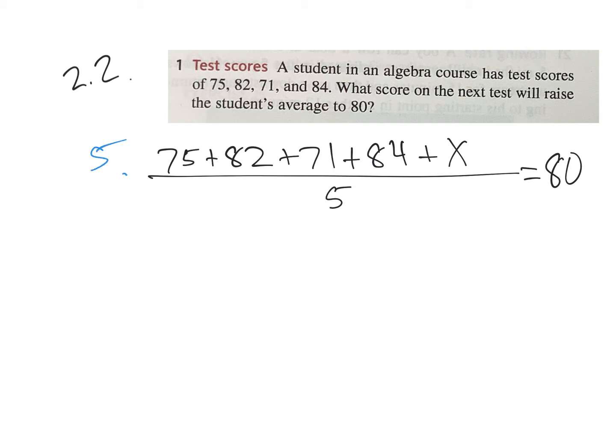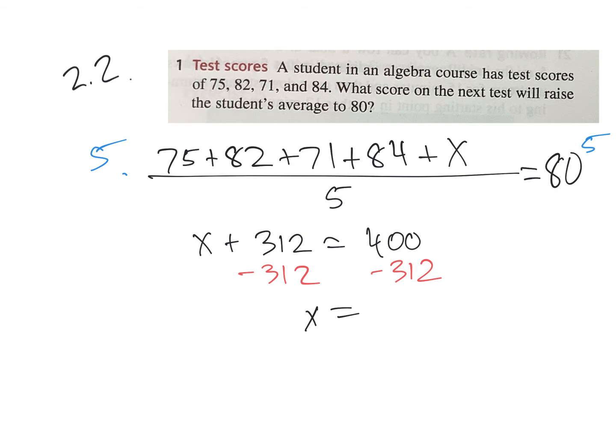All right, so we multiply by 5 on both sides, and so now we have 75 plus 82 is 157, 257, 258, 342. Let me check to make sure that's right. So 312 is going to equal 400. 312 plus x, I should say, sorry. Now we subtract the 312, and we get x equals 88. So you have to get an 88% on the next test, or 88 points, whatever.